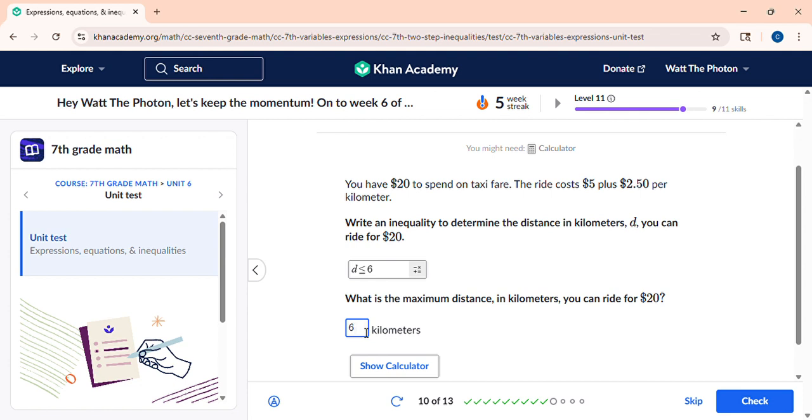$20, and the ride cost has to be equal to or greater 5 plus 2.5 D. 15 is greater than or equal to 2.5 D. Get D is greater than or equal to 15 over 2.5. 6 is greater than or equal to D. So the maximum distance you can write is 6, because 2.5 times 6 is equal to 15. 15 plus 5 is 20.